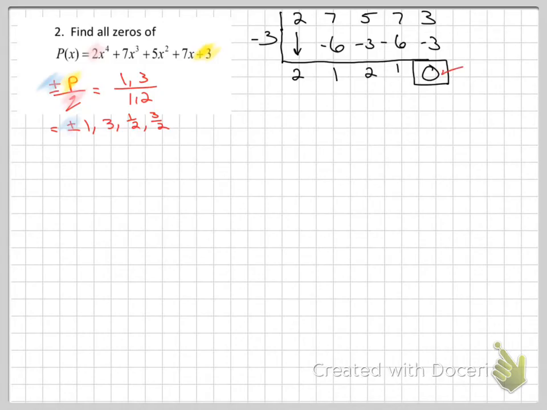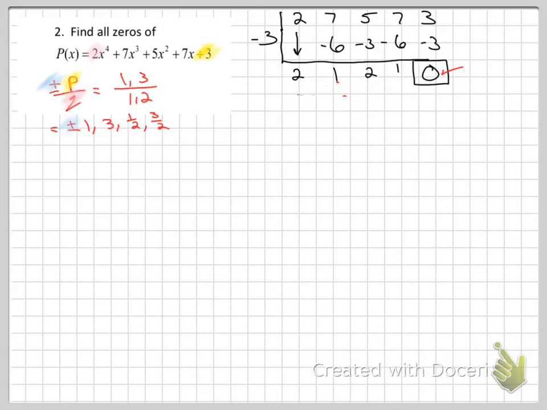Now, I could put the x's back in this. This would be 2x cubed plus x squared plus 2x plus 1. But this is still a cubic. I can't do anything with that yet. So I'm going to need to do synthetic division again. When I need to do synthetic division twice, I like to just keep going underneath.